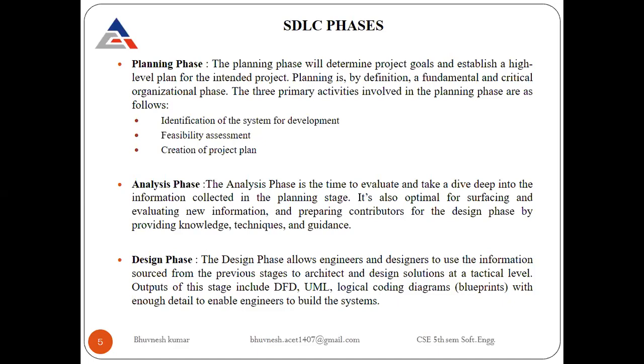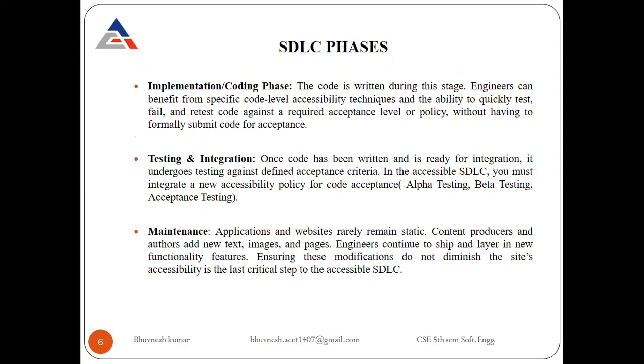And that graphical representation is categorized under different names. First is DFD, that is data flow diagram. Second is UML, Unified Modeling Language, and your logical coding diagram should be there. That logical coding diagram is also called a blueprint, like your home architecture. Your home architecture is your blueprint, with enough detail to enable an engineer to build the system. From this design, now we will go for the next phase, and that next phase is coding.